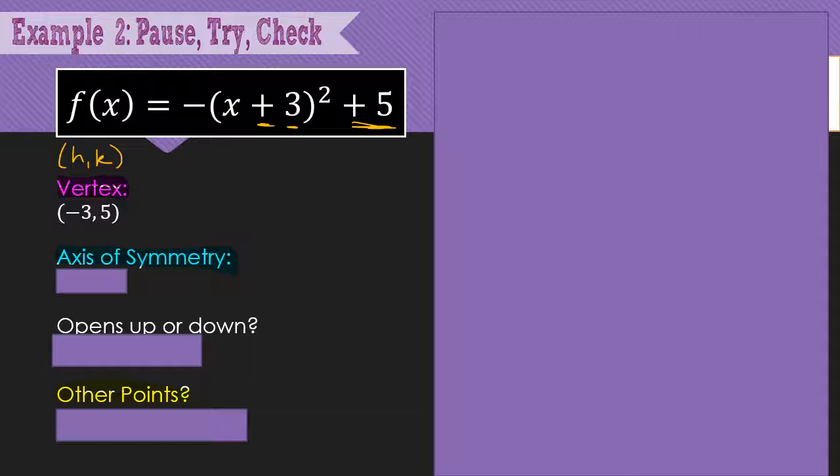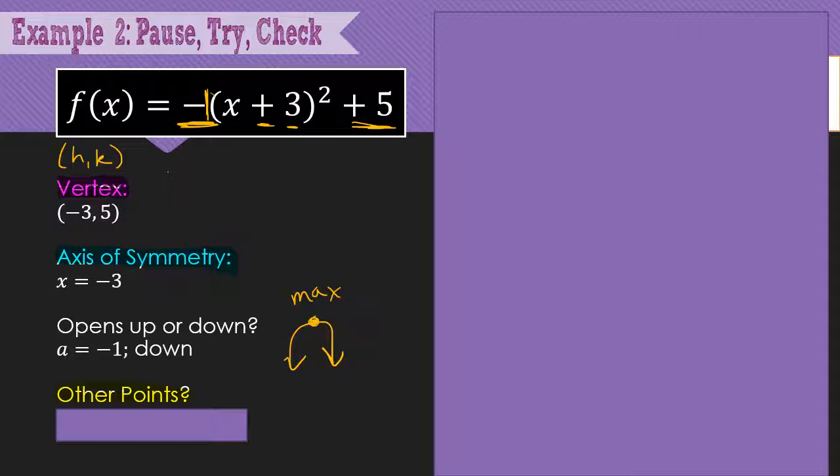Now my axis of symmetry is going to be the same value as my h. Since I had a negative 3, x is going to be equal to negative 3. That one's pretty easy to pull out. If it opens up or down, I'm looking at that value out front, that a value. And this time I have a negative. That would really be like I have a negative 1, since there's no coefficient there. There's really a 1 there. So it's going to open down. And since it's opening down, this tells me that I'm going to have a maximum value to my parabola.